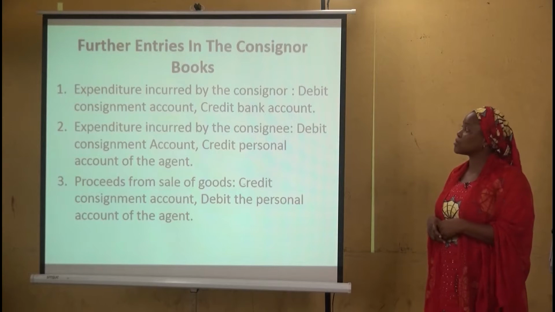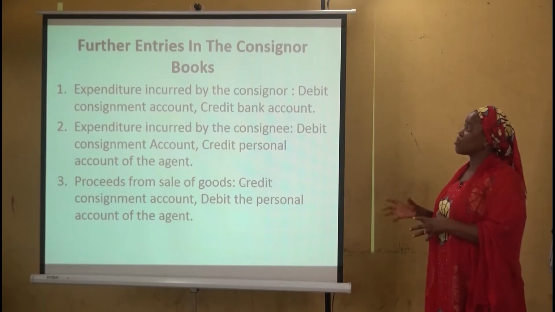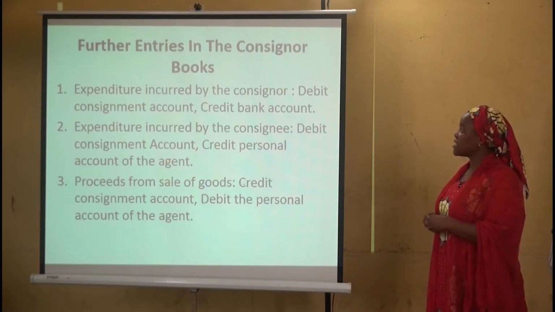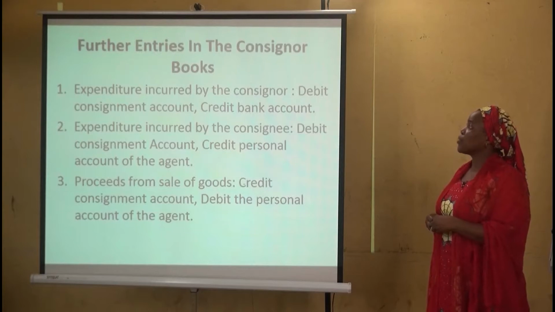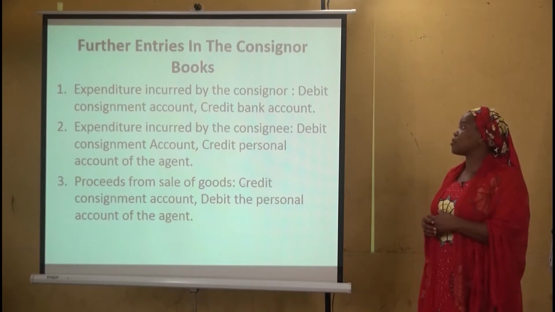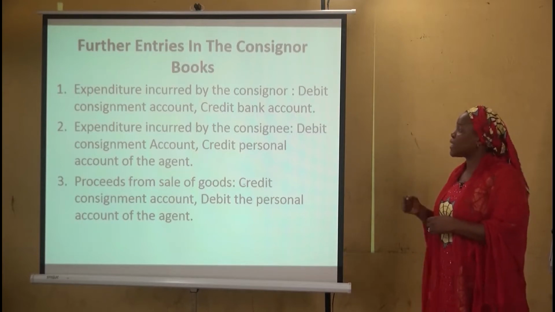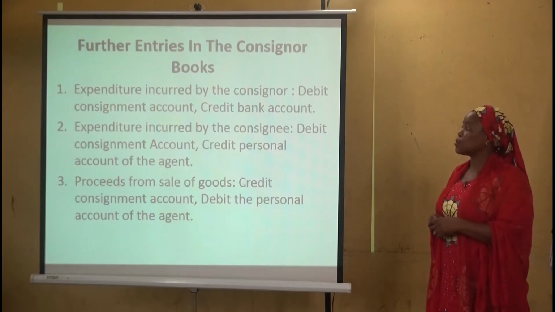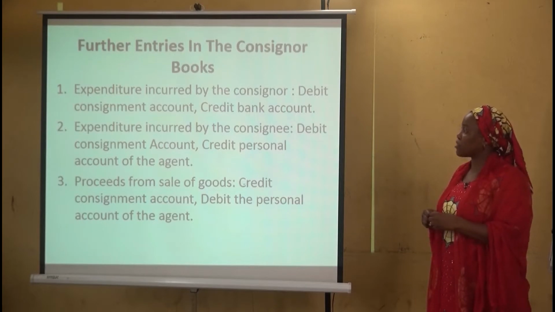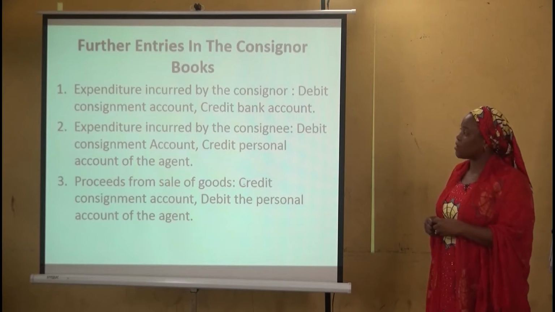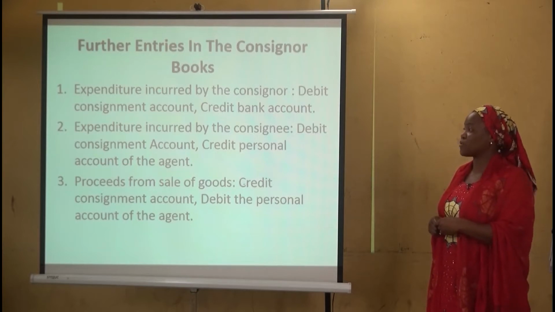In the consignor's books, there are also entries, apart from the ones I just mentioned. Firstly, expenditure incurred by the consignor. How do we treat it in the consignor's book? When there is an expenditure incurred by the consignor, we debit consignment account and credit bank account. Number 2, expenditure incurred by the consignee. When there's an expenditure incurred by the consignee, we debit consignment account and we credit personal account of the agent.